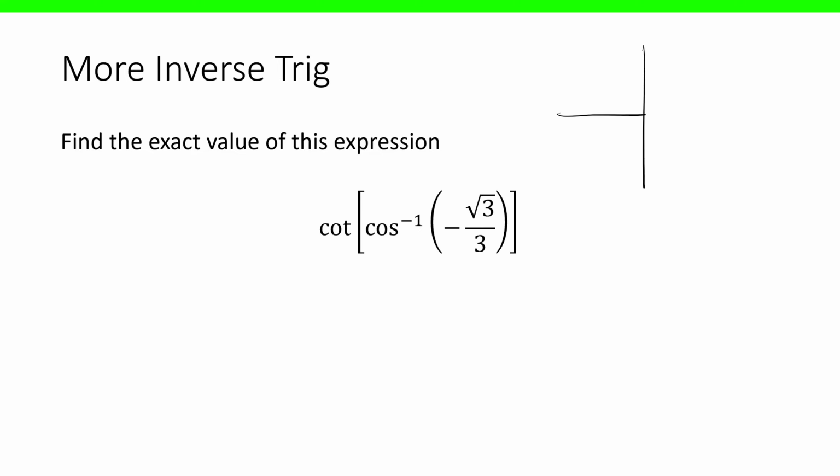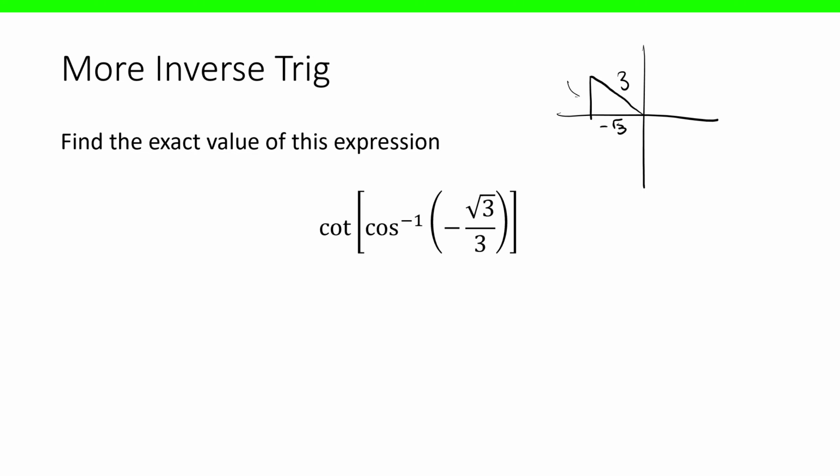Let's draw this triangle. We have negative cosine, so it's going to be over in this quadrant. We can draw this a couple different ways. We're given negative root 3 over 3. That is in the form of adjacent divided by hypotenuse, right? So that means this is 3 and this is negative square root of 3.